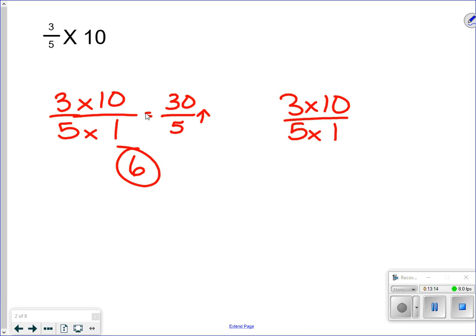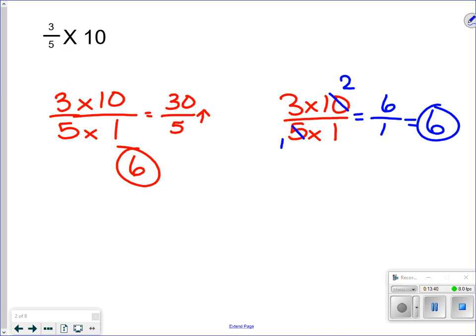So 5 can go into 5 once. 5 can go into 10 twice. So 3 times 2 is 6. 1 times 1 is 1, and you end up with 6. It doesn't matter which way you do it, as long as you do it right.